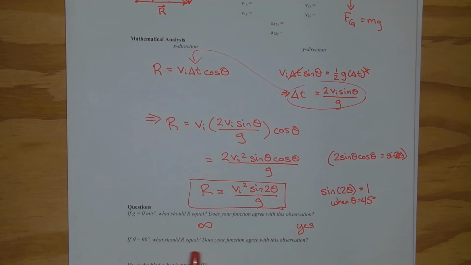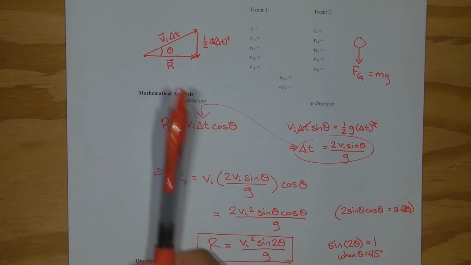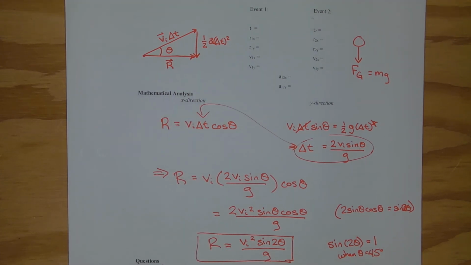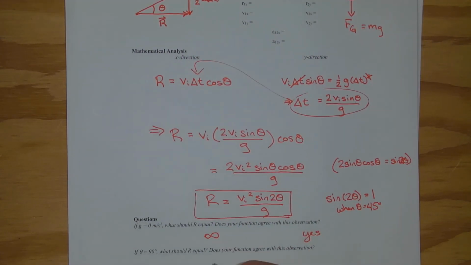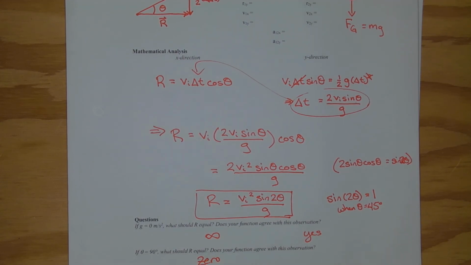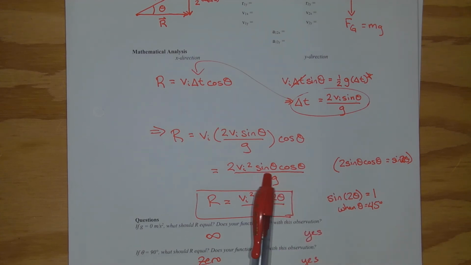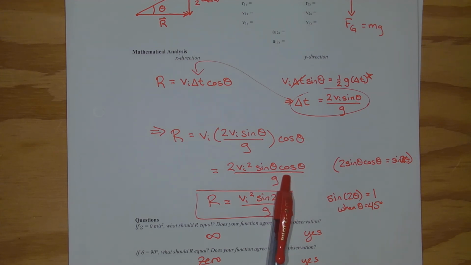If theta is equal to 90 degrees, what should R be equal to? Well, if you launch the object straight upwards, it's going to come back and hit the ground right where you launched it from. So R would be equal to 0. Does our function agree with this observation? If theta is equal to 90 degrees, 2 times theta is equal to 180 degrees, and sine of 180 is equal to 0. So yes, that agrees. Or you could even go back to what we have here. If theta is equal to 90 degrees, sine of 90 is equal to 1, but cosine of 90 is equal to 0, so something times 0 would give you 0.